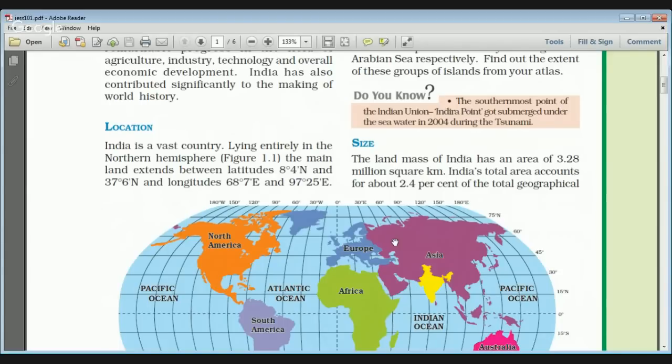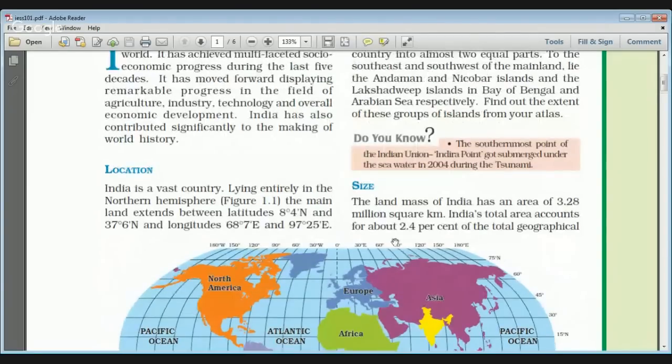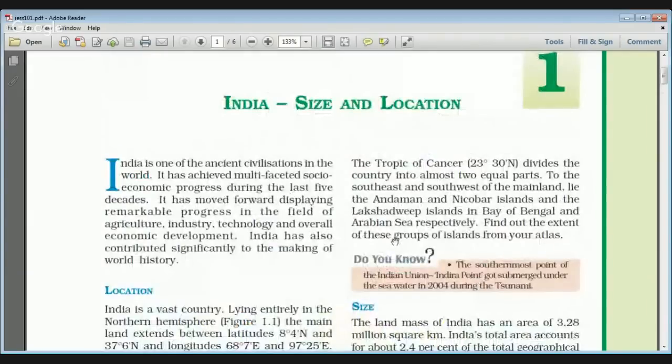And if you see the difference between the north and south latitudes and east and west longitudes of India, the difference between north-south and east-west is approximately 30 degree. And the Tropic of Cancer actually divides the country into almost two equal parts. The Tropic of Cancer passes through 8 states of India. In the coming pages, we will see which states those are.